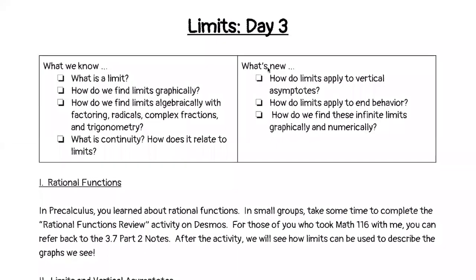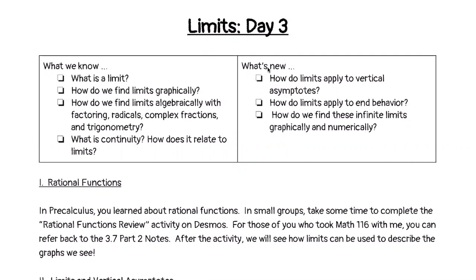All right. So limits day 3. What we know. As we move through a unit, the "what we know" list is going to get longer and longer and longer. And the "what's new" sometimes builds on what we learned before. In today's case, it ties in really closely to things you learned in either pre-calculus, Math 141, or if you were part of the STEM core group, Math 116. So things that we know or that we have covered in the first week of class.